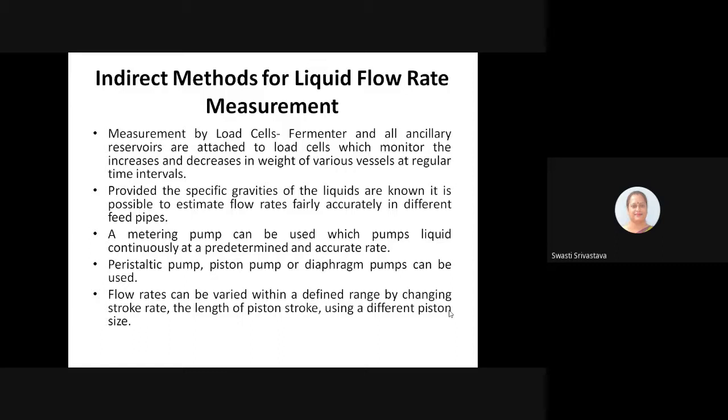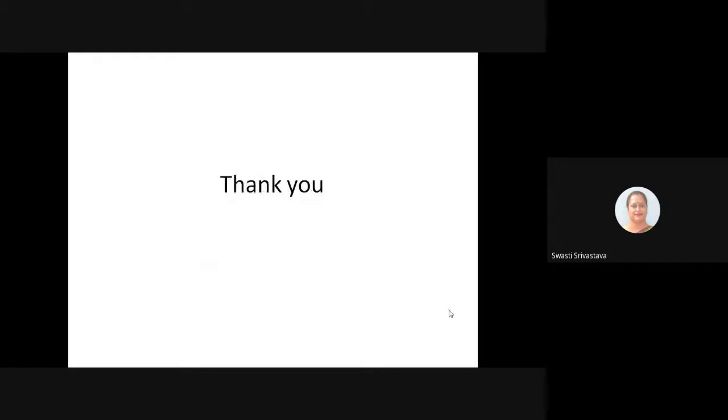Now the piston pumps also have a cost factor added to them. They are expensive, more expensive as compared to their similar sized peristaltic pumps, but they do not suffer from tube failure. Thank you.